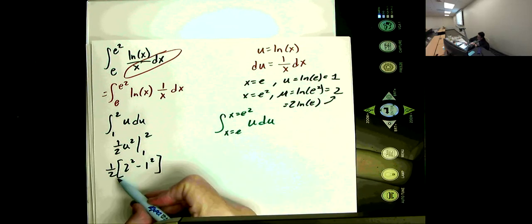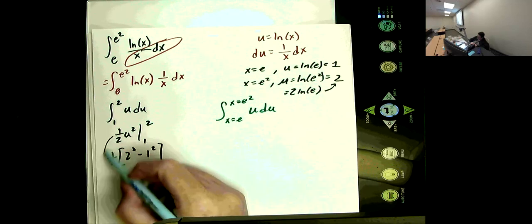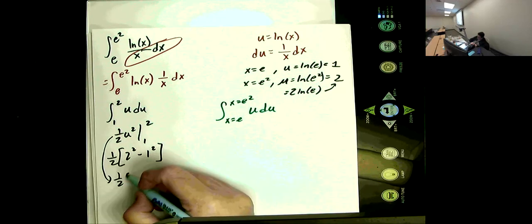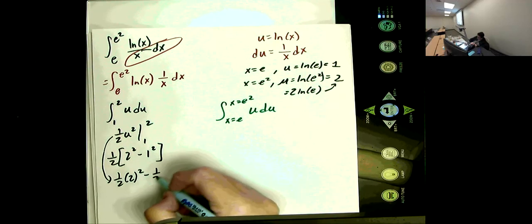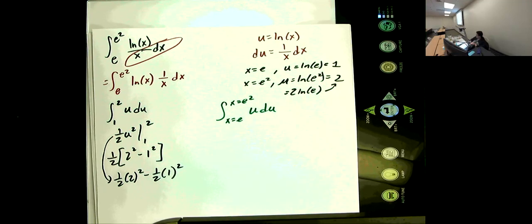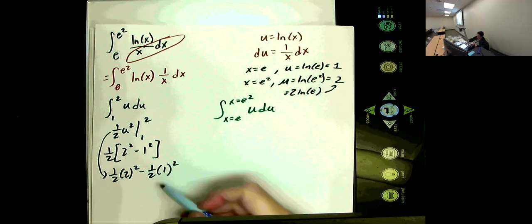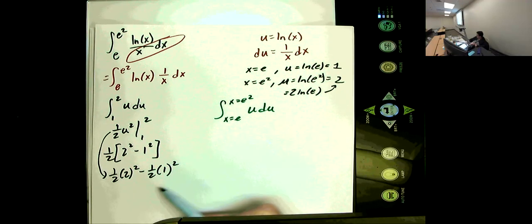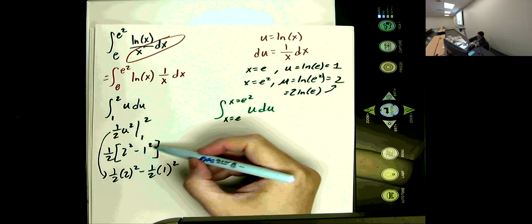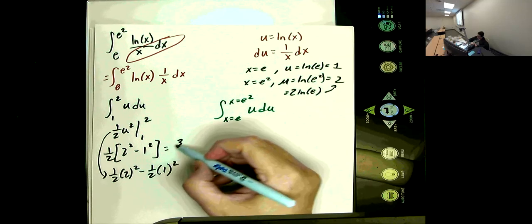I like to leave the 1/2 out. You don't have to do that. You can also do 1/2 2 squared minus 1/2 1 squared. That's entirely reasonable. A lot of students like doing that, but I think you end up with more work here. You've got to deal with fractions more of the way. It's almost always easier to do the multiplier last. This is 4 minus 1 is 3 times 1/2 is 3/2.